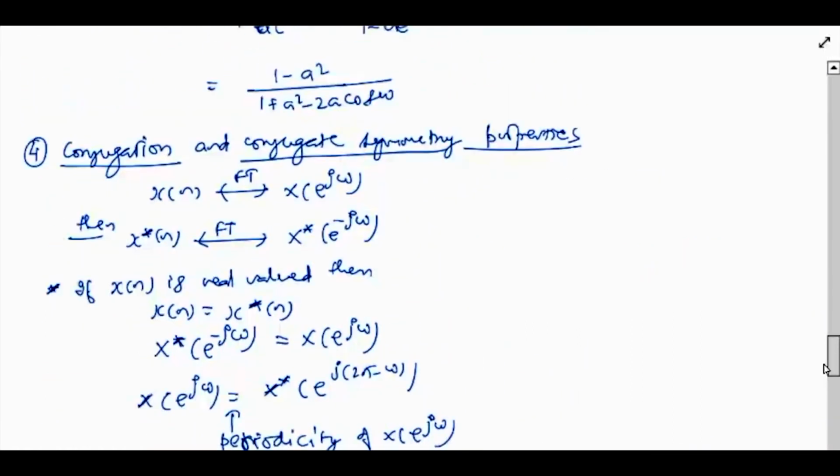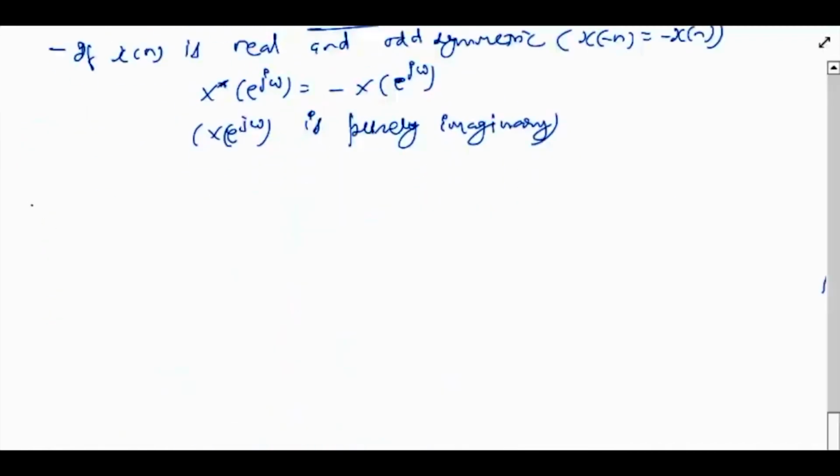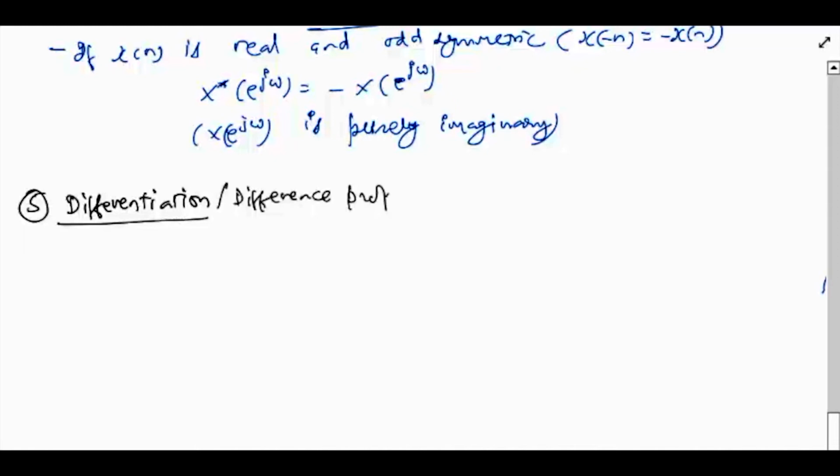So these were the conjugation and conjugate symmetry properties. The next properties that we will see are the differentiation or difference properties. Okay, so there are two properties here. One is the frequency differentiation property. So the first property is frequency differentiation.